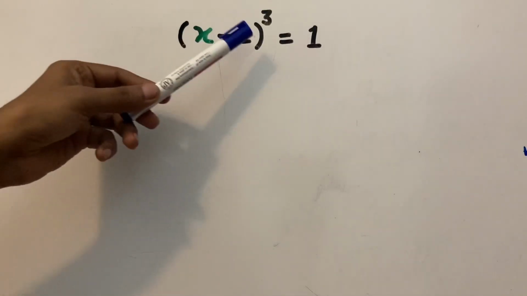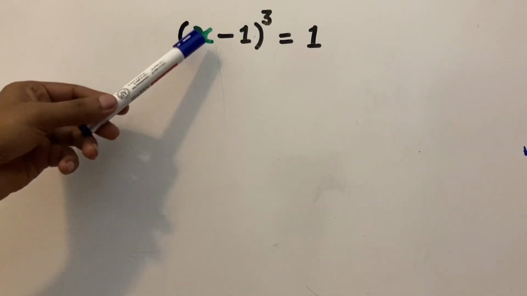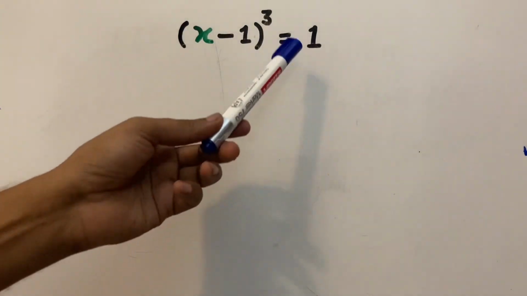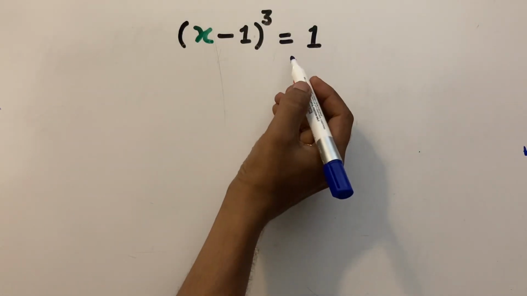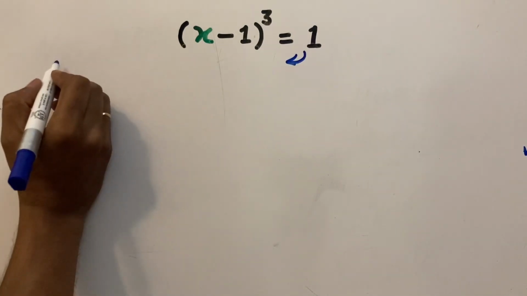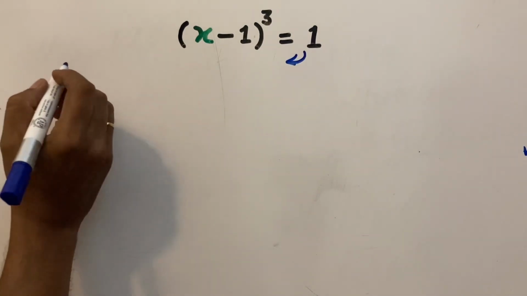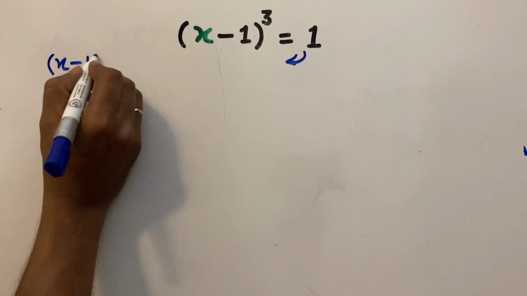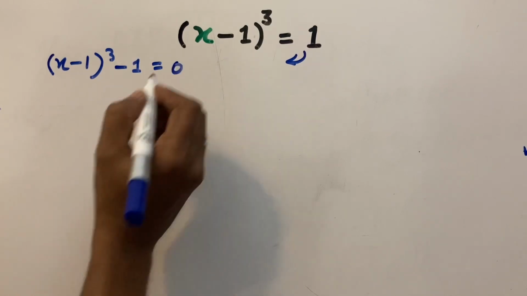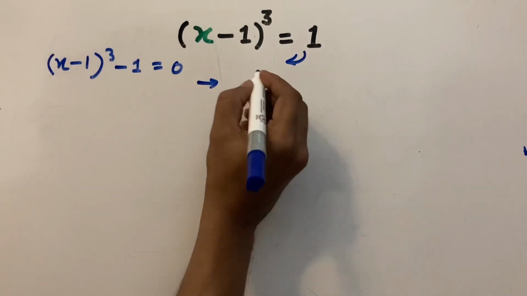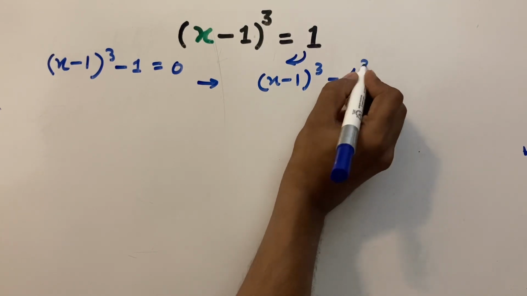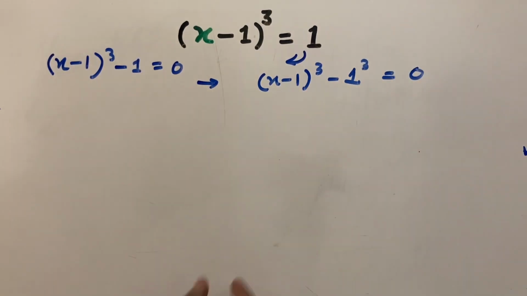This is an algebraic expression where you have to find the value of x when (x - 1)^3 is equal to 1. To solve this, first transfer 1 to the left hand side, so the expression becomes (x - 1)^3 - 1 = 0. This can also be written as (x - 1)^3 - 1^3 = 0.